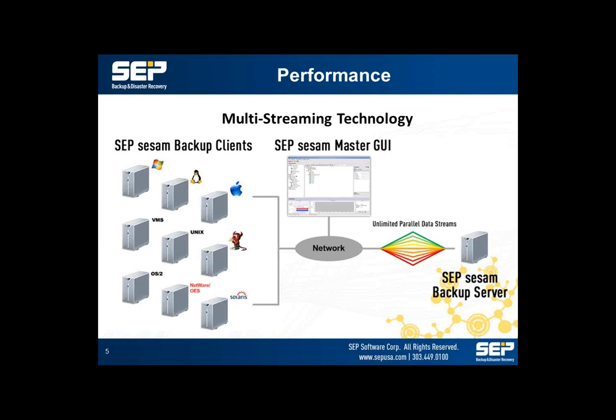As far as the performance goes, here's a quick diagram overview of what a situation could look like using multi-streaming. On the left-hand side, we have about 90 servers and all different operating systems. One of the main differences with SEP is the way that we schedule things. We're actually able to schedule backup tasks in groups. So we could kick off one backup task that would start all 90 servers backing up at the same time. And we could have one stream going from each server, or we could have multiple streams from each server.